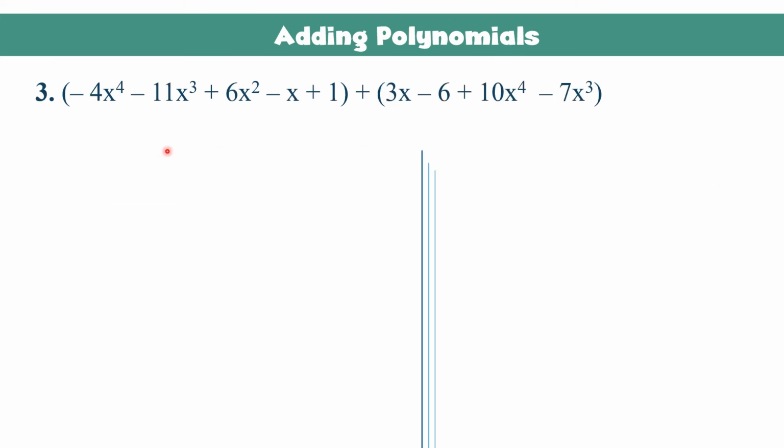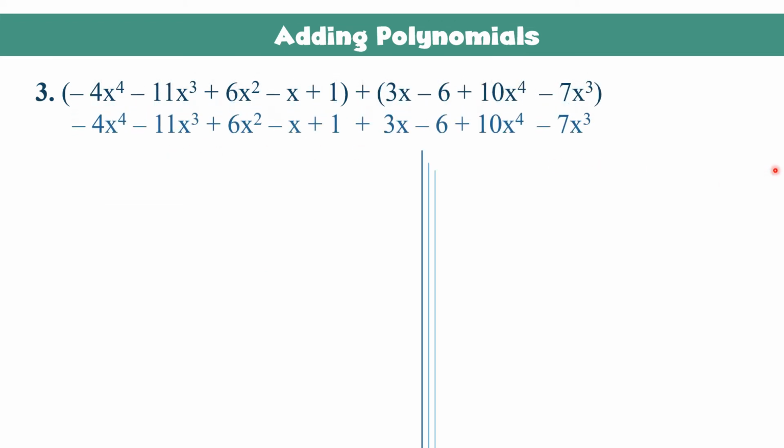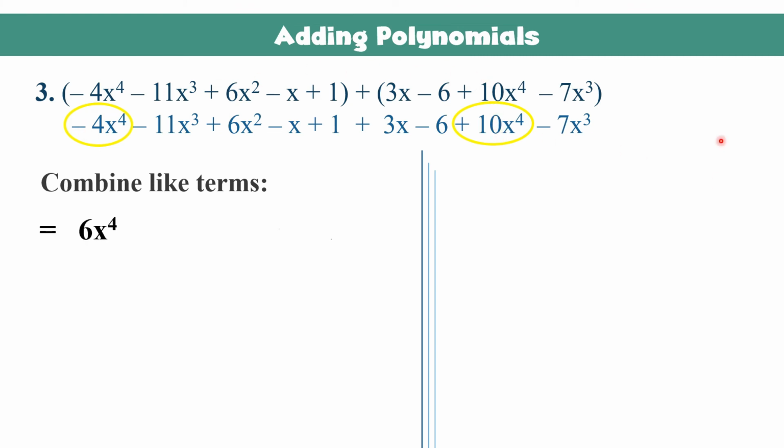Okay? Another example, let us remove their parentheses and combine like terms. Look for a term with the highest exponent, so we can start with that. Highest exponent we can see here is 4. So let's start with x raised to 4. Combine like terms, negative 4x raised to 4 can be combined with positive 10x raised to 4, since both of them have the variable x raised to 4. Negative 4 plus 10 will give us positive 6x raised to 4.